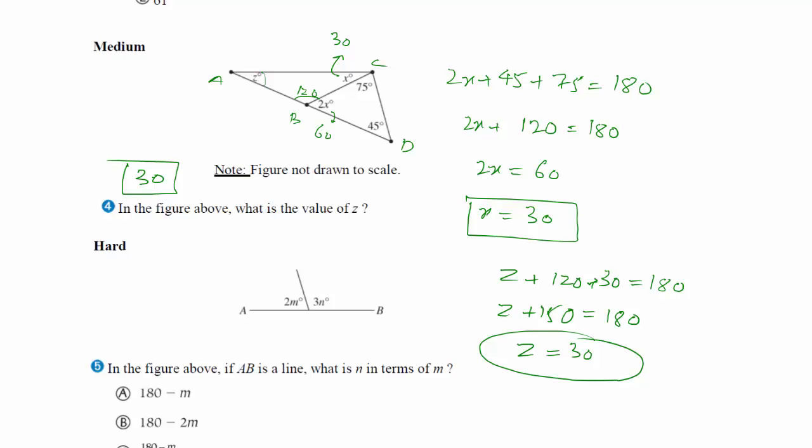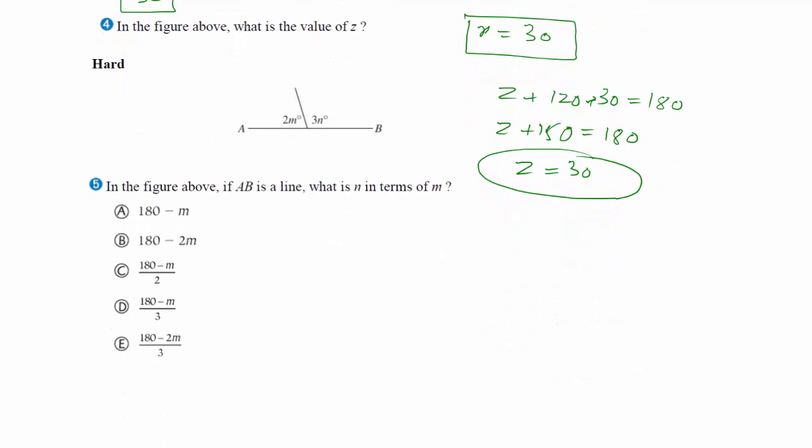Now let us see the hard level. You have 2m and 3n, and we know that it's a line, so the sum of these two will be 180. But let us see the question. AB is a line. What is n in terms of m? So it is a combination of one more skill, algebraic manipulation, right? So we know that 2m plus 3n equals 180, and we have to calculate n in terms of m, so we have to calculate n alone.